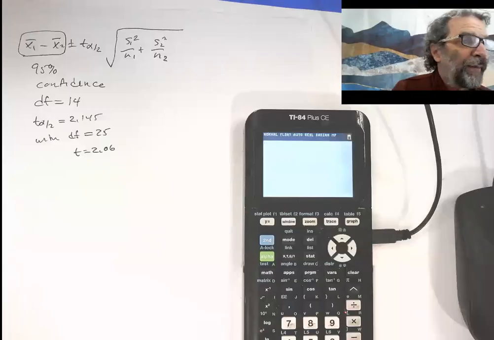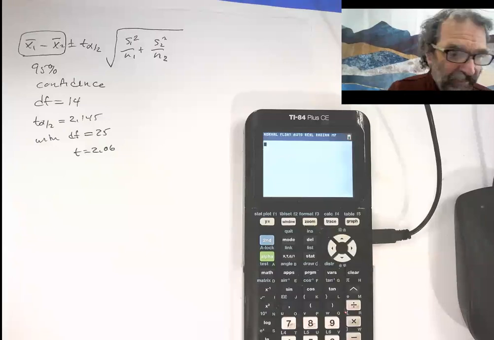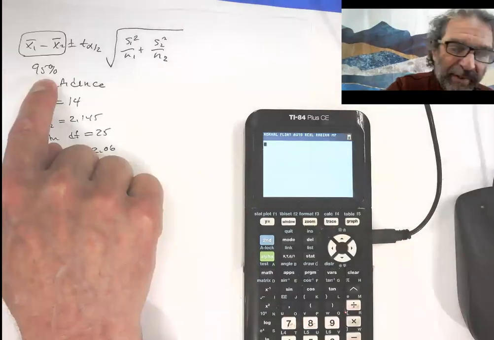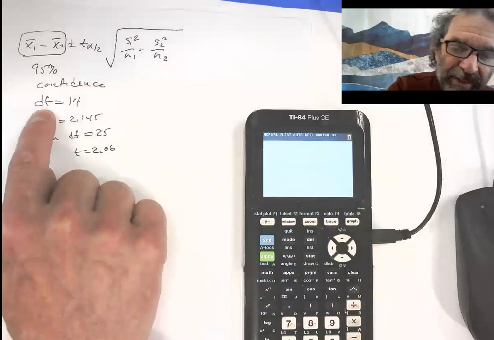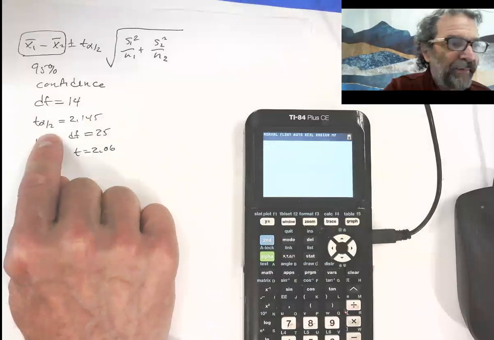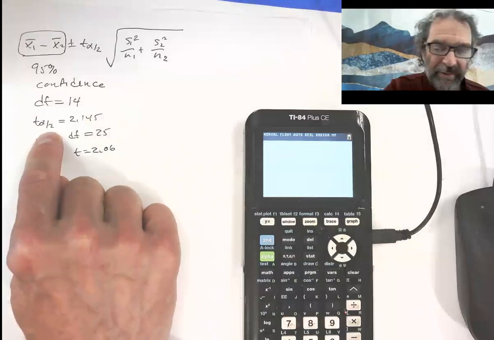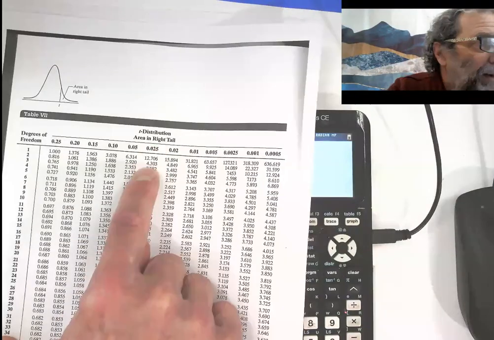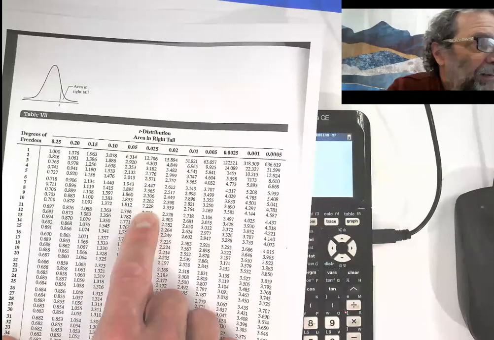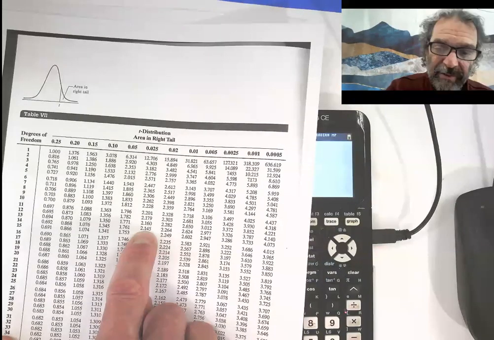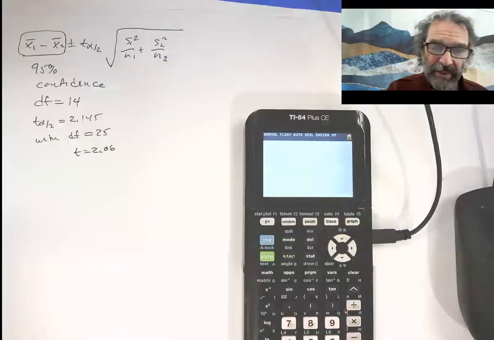So after my power failure, trying to compute this confidence interval, I looked up 95% confidence. We're using degrees of freedom 14. And the alpha is 0.05, but alpha over 2 then becomes 0.025. So I'm here with 14. I've got tail probability 0.025. Looking for 14. 2.145 is the critical value. All right, so that's what goes here.